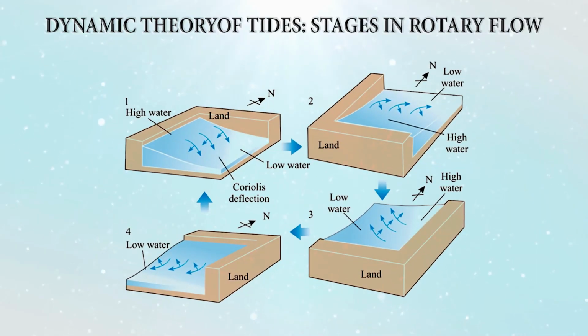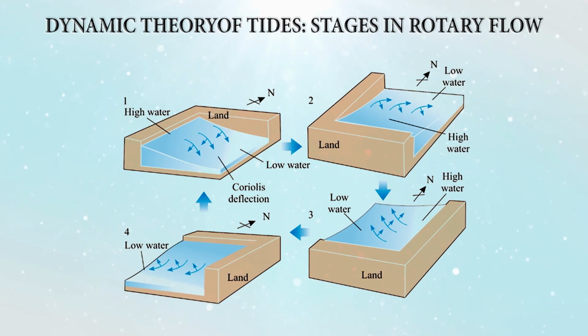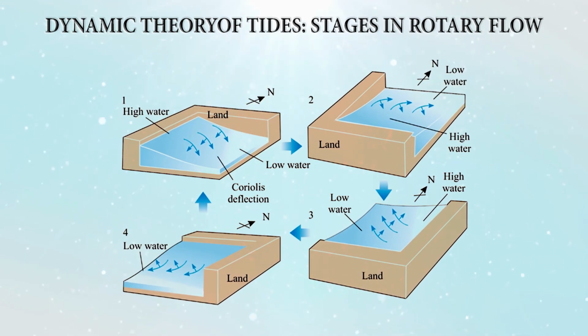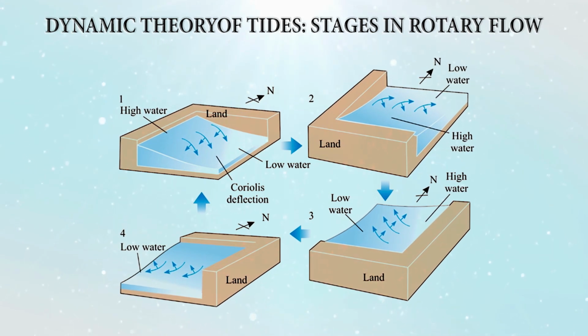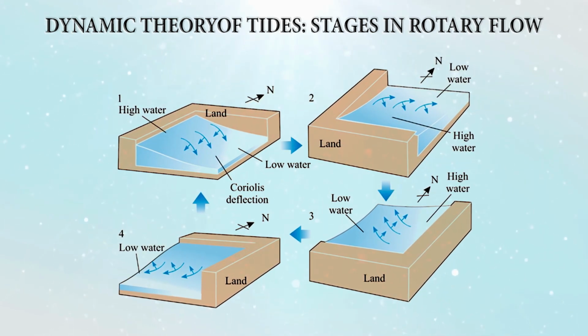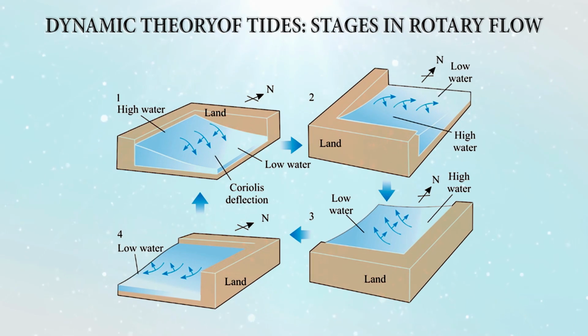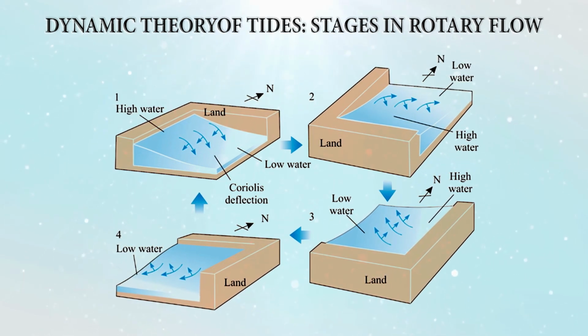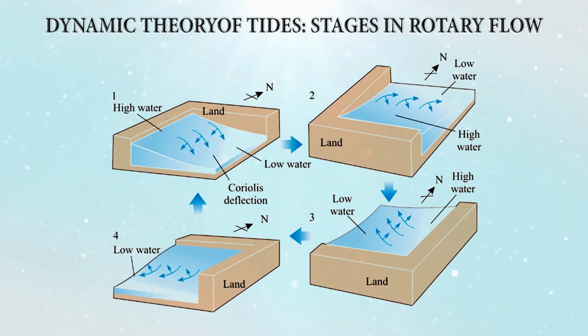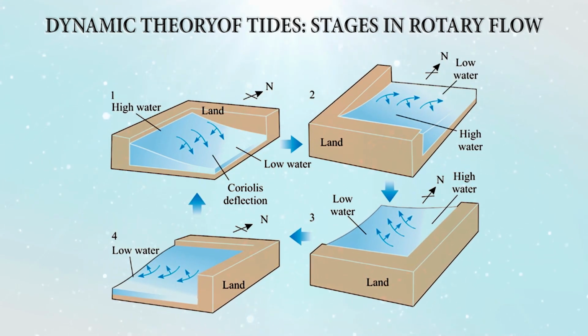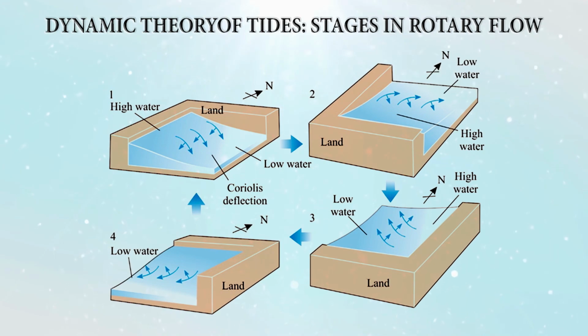Let me explain this dynamic theory with the help of this figure. You can see in all 1, 2, 3, 4 parts of this figure that the pressure gradient is created between high water and the low water, due to which water starts moving in the opposite direction and gets deflected due to the Coriolis force, and this way tides occur in opposite directions.